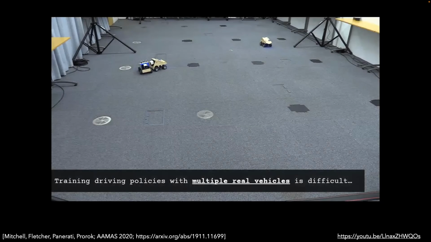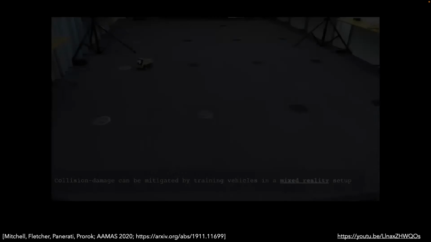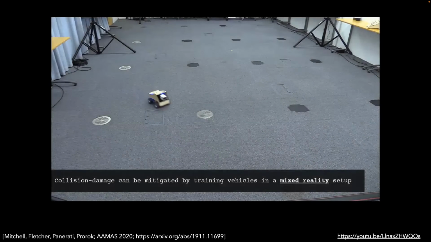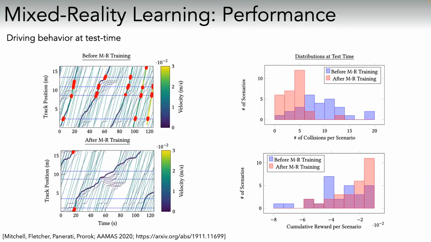So this mixed reality idea is relevant for fine-tuning policies in situations when you actually have to interact with other physical agents in a safe way. There's much more work in this domain. Safe reinforcement learning is also something that's really relevant, but there's little work in the area of safe reinforcement learning for multi-agent systems.